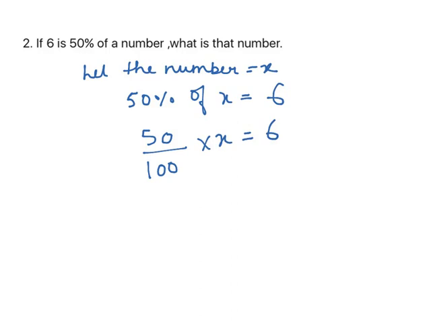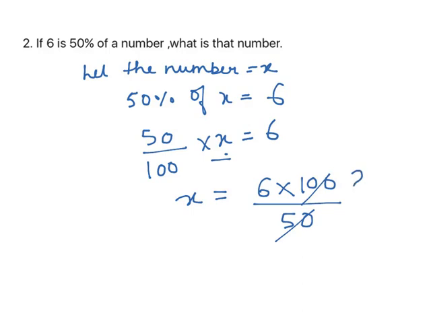Now we have to find out the value of x. In that case, x is equal to 6, and here the 100 will come in the numerator and 50 will come in the denominator. So 50 times 2 is 100, so the value of x will be 12. So it means the required number is 12 whose 50% is 6.